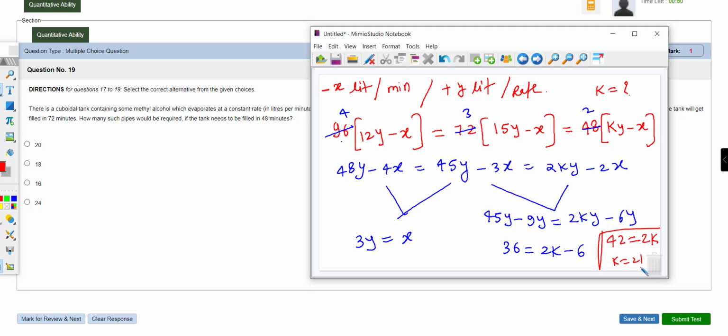Hold on. Where did I make a mistake? 36 is equal to 2k minus 6. 36 plus 6 is 42, divided by 2 is 21. How many such pipes would be required? 21 pipes would be required. Where did I make a mistake? We are left with only 30 seconds. x is equal to 3y. I don't know where I made a mistake. Ignore it. Let's submit the test.